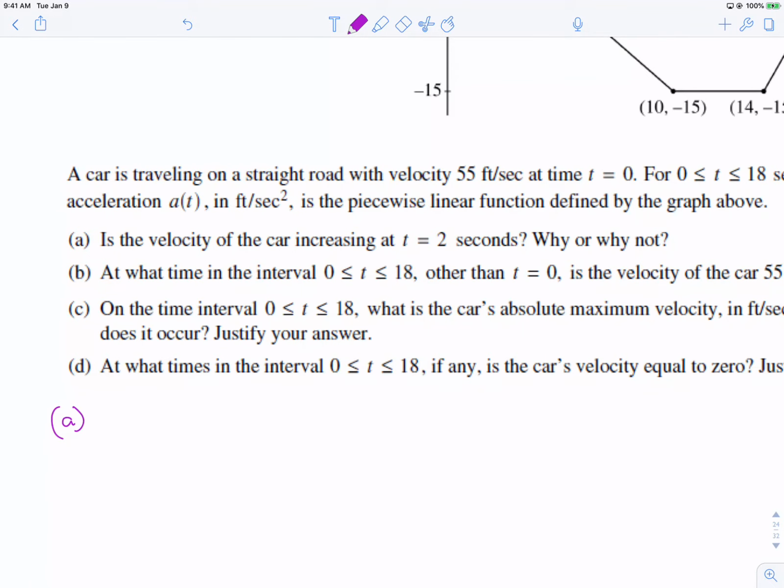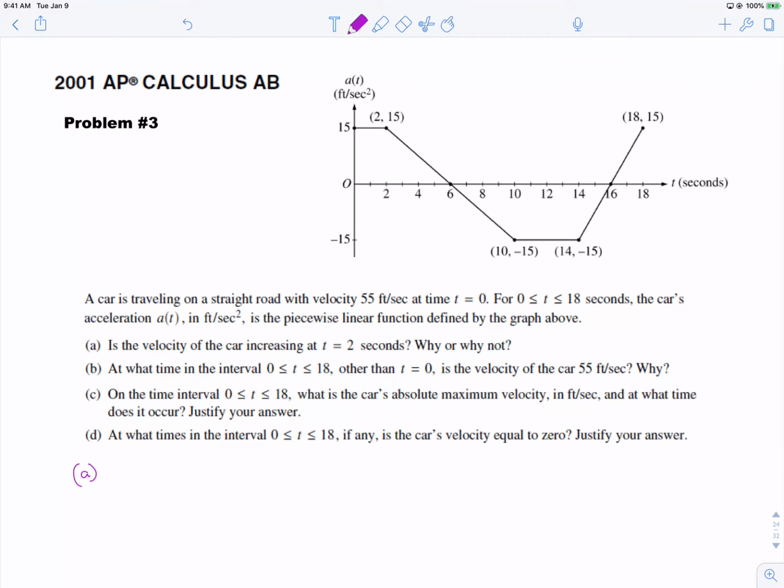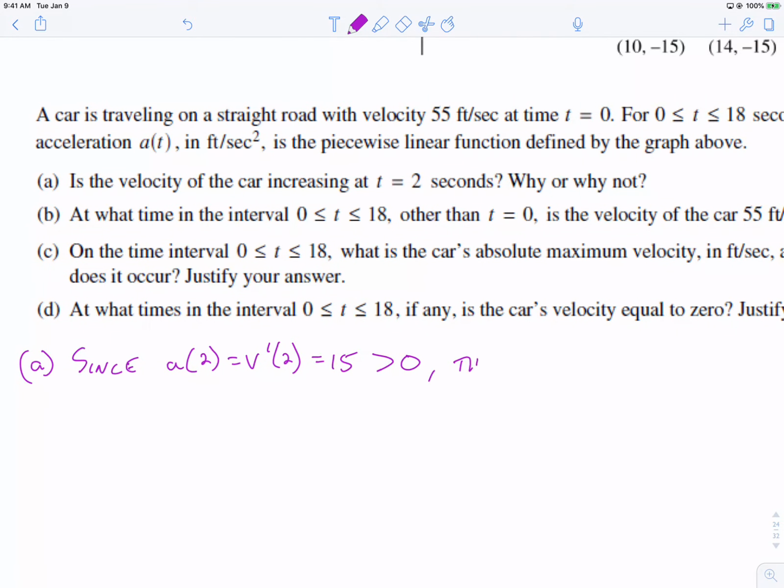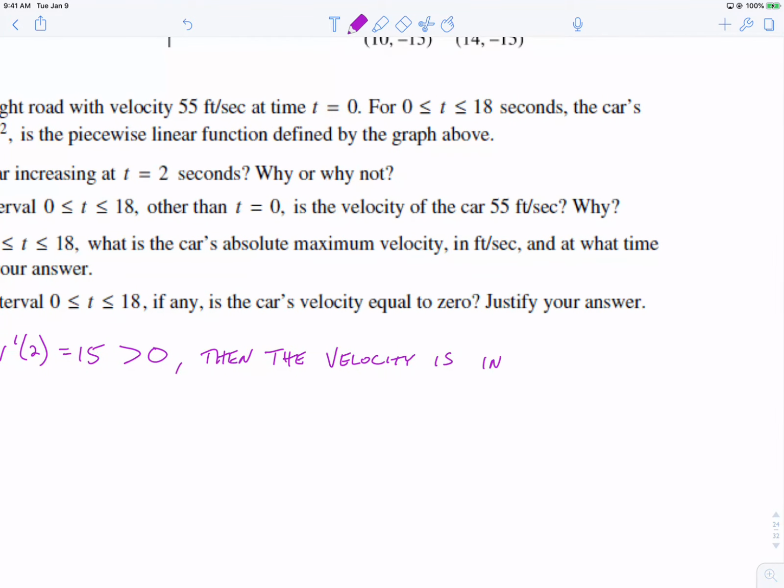So for A, we're going to say that at t equals 2, the acceleration is 15. So we'll say since acceleration at 2, which is equal to the derivative of velocity at 2, is 15, which is positive. So we can say all of that, right? Our acceleration is positive. Then we know the velocity is increasing at t equals 2.